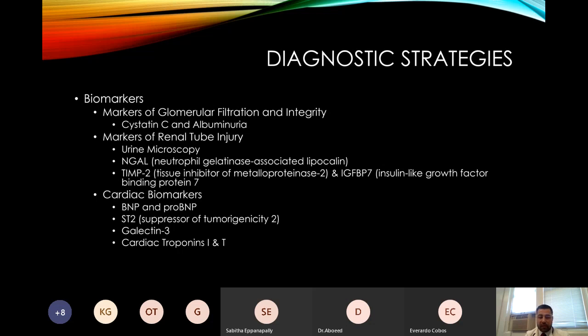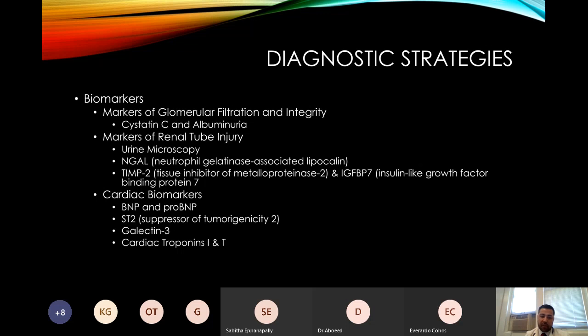The next one in this list is TIMP2, tissue inhibitor of metalloproteinase 2, as well as IGFBP7, insulin-like growth factor binding protein 7. These are both tubular biomarkers involved in the G1 cell cycle arrest during the early phase of cell injury.